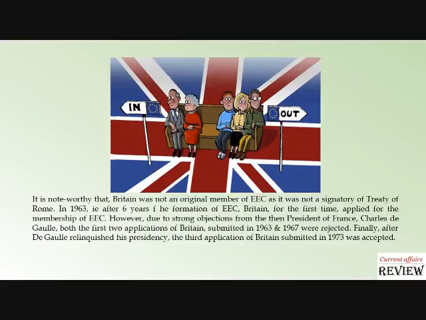However, due to strong objections from the then President of France, Charles de Gaulle, both the first two applications of Britain, submitted in 1963 and 1967, were rejected. Finally, after de Gaulle relinquished his presidency, the third application of Britain, submitted in 1973, was accepted. Yet, within a year of signing the agreement in 1974, on the perceived notion of incompatibility of British economy with the rest of Europe due to a number of aspects of Britain's economy, from working practices to agriculture, the voice of dissociation from EEC, or at least renegotiating the treaty, was getting raised, which culminated in the referendum of 1975. However, in the referendum of 1975, approximately 67% of the electorate voted in favor of staying in EEC.